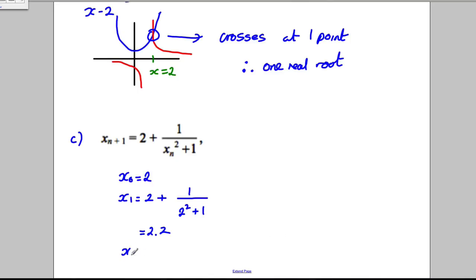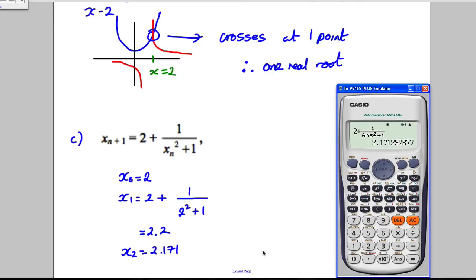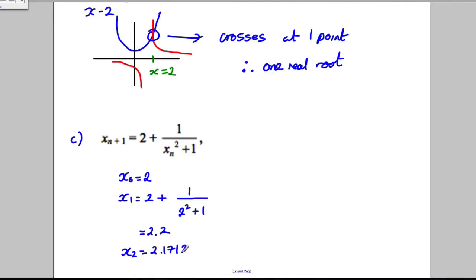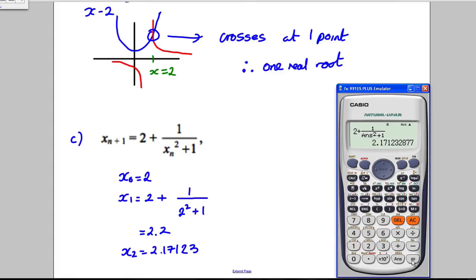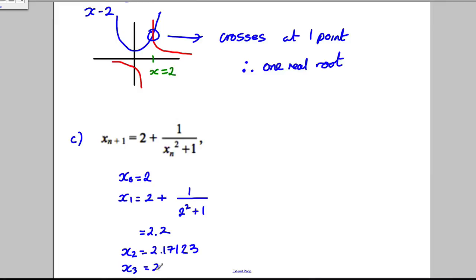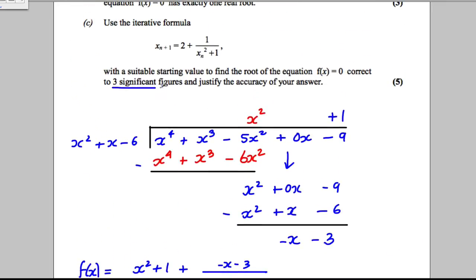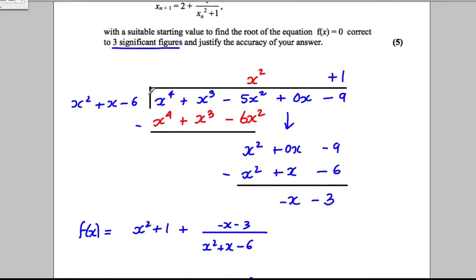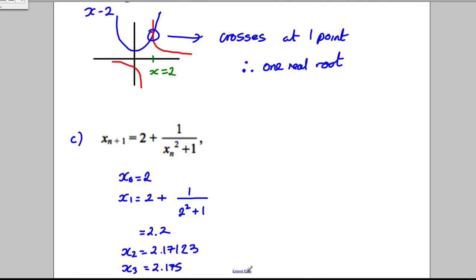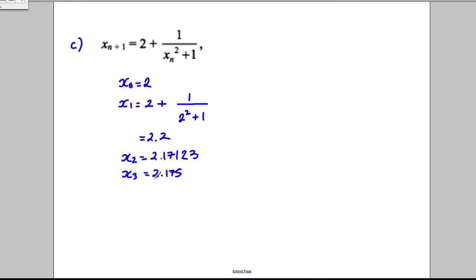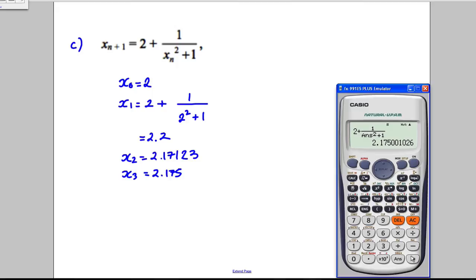So x2 is equal to 2.171123. Okay, and then you can press equals again, and you get x is 2.175. So x3 is going to be 2.175. Now you're asked to give your answer. Let's look up here what you're asked to give your answer to. Correct to 3 significant figures. So let's keep doing it until we get 4 significant figures equal to each other. So press equals again, and you get 2.1745.